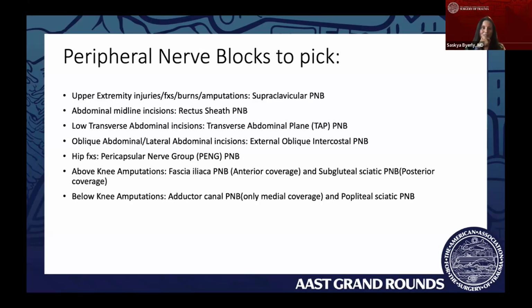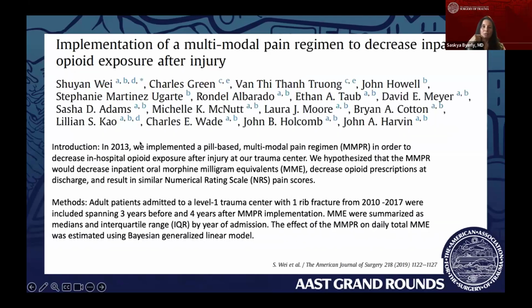And then they pick whatever they think is the appropriate block. But they definitely help us out with some of our amputation patients, definitely the rib fractures that we talked about, a lot of our orthopedic patients that need help with pain control and extremity. They also help us with our big abdominal wall reconstructions for other pain control options.